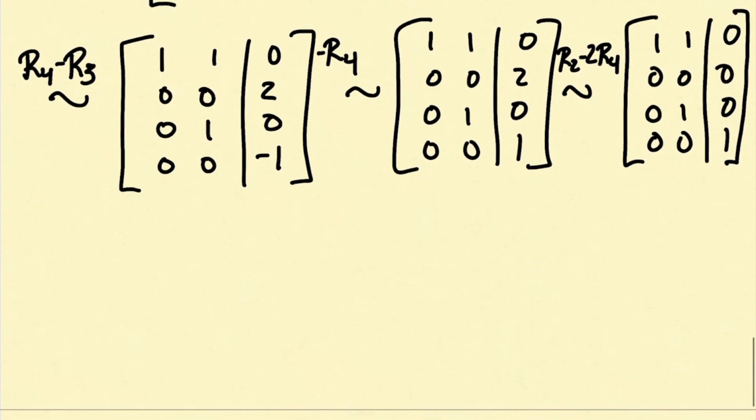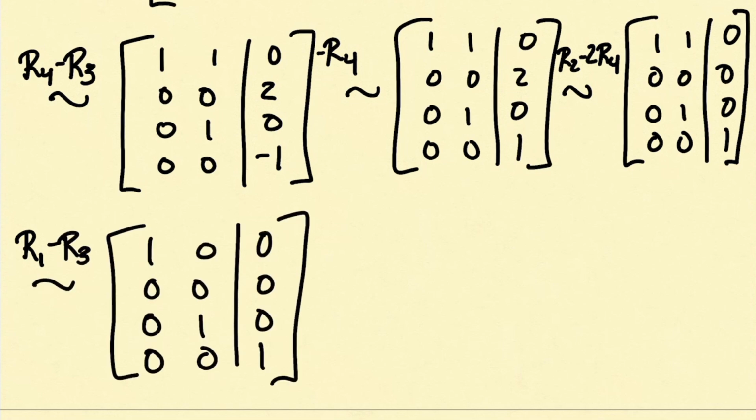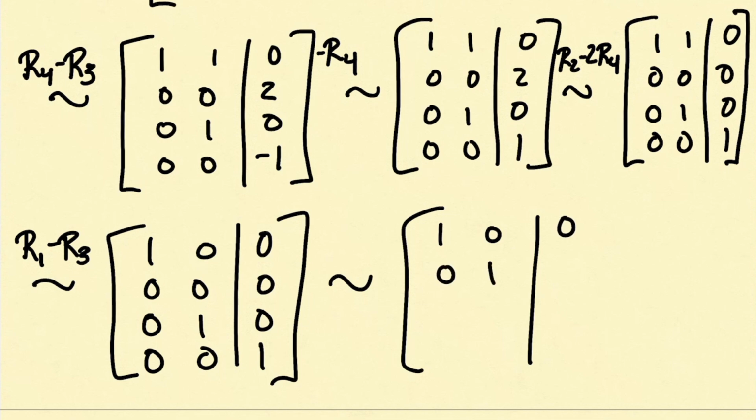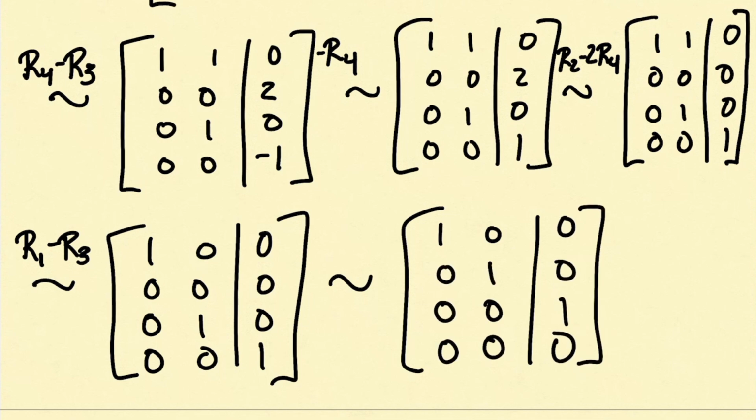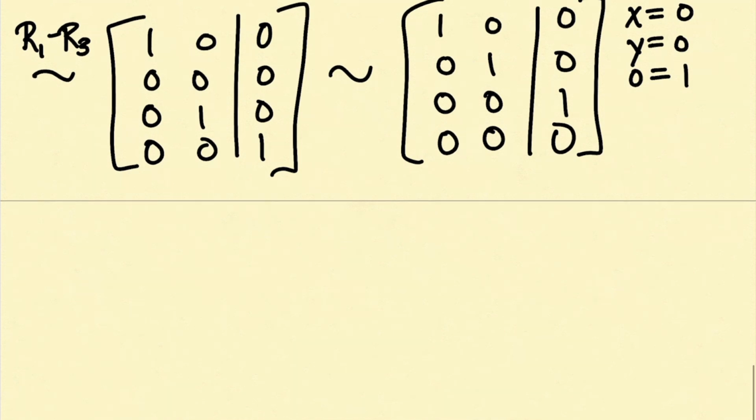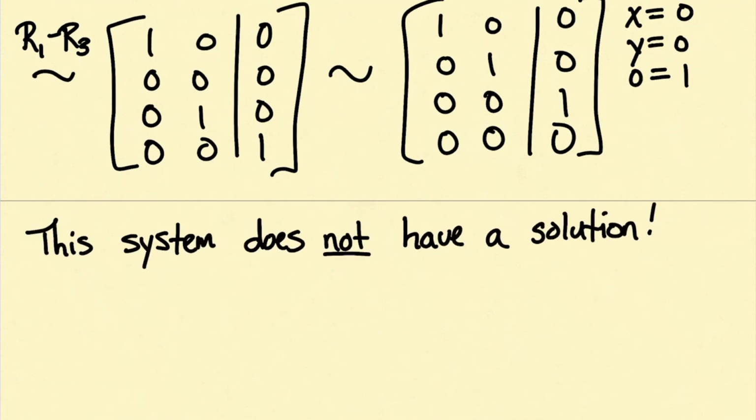Now, we simply use the third row to clear the second column. And lastly, we rearrange so that the second row ends up on the bottom. Now we have our reduced row echelon form of our matrix. If we translate this back into 4 equations, we get x equals 0, y equals 0, and lastly, coming from the third row, 0 is equal to 1. The fact that this equation is always false tells us that this system does not have a solution.